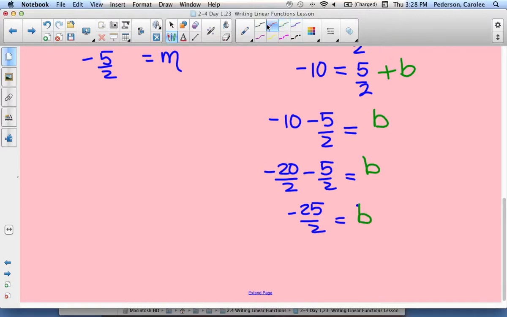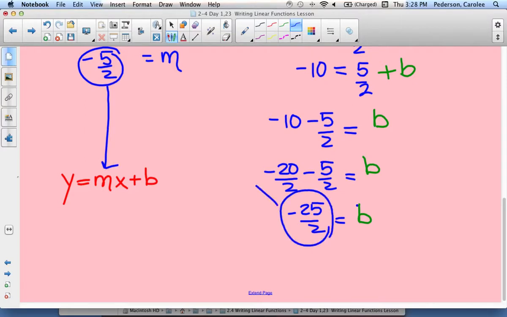Now we can write the equation in slope-intercept form. Enter your slope as negative 5 halves, and your y-intercept as negative 25 halves. So negative 5 halves for m, and negative 25 halves for b.